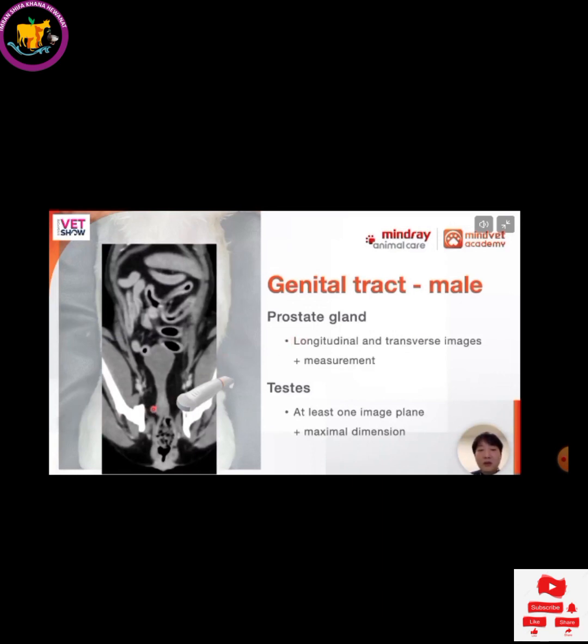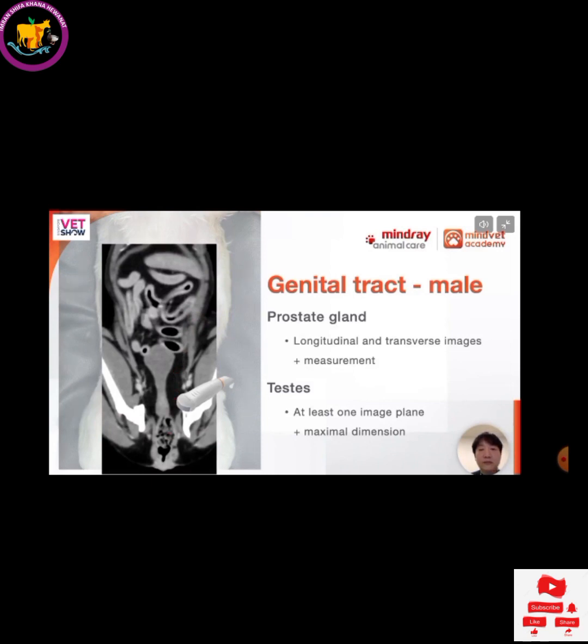To examine the prostate gland, measurement should be taken in both longitudinal and transverse planes at the greatest diameter of both planes. Any focal abnormality should be reported. For an intact male dog, the testes, epididymis, and associated vasculature should be investigated. If there is a concern of retained testes, ultrasound scanning should be performed from the caudal aspect of the kidney around here to the inguinal ring and scrotum.